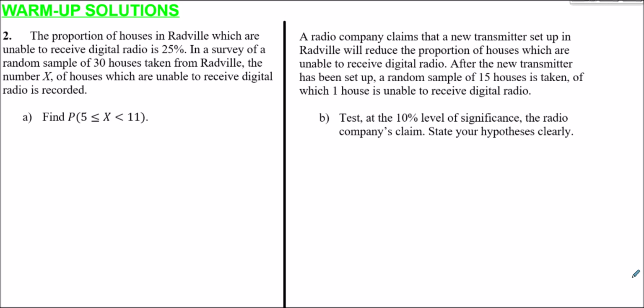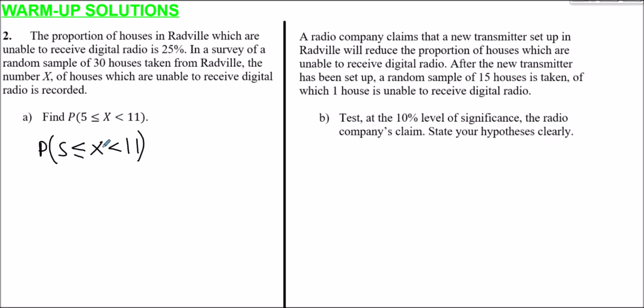So find the probability that the number of houses, X, without digital radio is at least 5 but no more than 11. So what's the probability of the number of houses from 30 numbered either 5, 6, 7, 8, 9 or 10? Let's think about this in terms of different inequalities rather than just one.